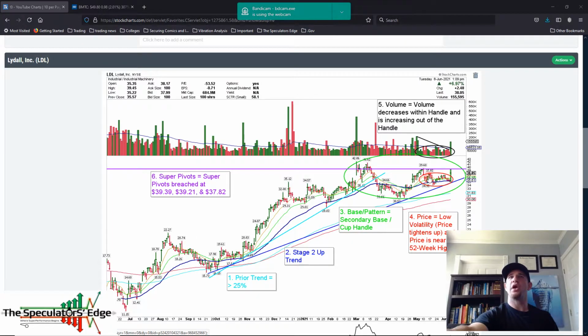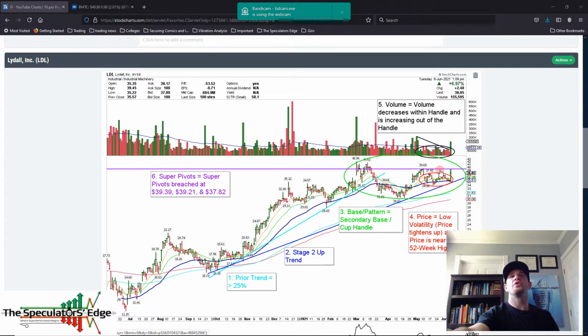Now we're going to look at price. We've got nice, tight price action right here throughout the handle. It's low volatility, contracting in price, and price is near 52-week highs. The 52-week high is right here, $42.06. The stock is right now at $38.05 with a high at $39.45. So we're pretty close to those 52-week highs.